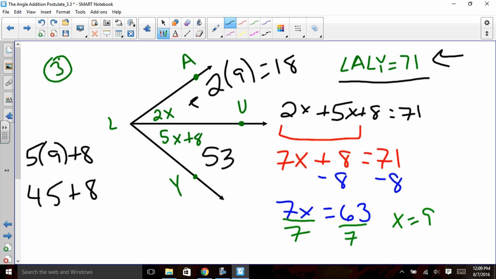Let's just double check that our calculations are correct. Why don't you grab your calculator? I'll give you a couple seconds. And in your calculator, I want you to plug in 18 plus 53. Are we getting 71? Cool. Looks like we've got the right answer. And if you're ever unsure about these, just double check. You know what the total angle should be.